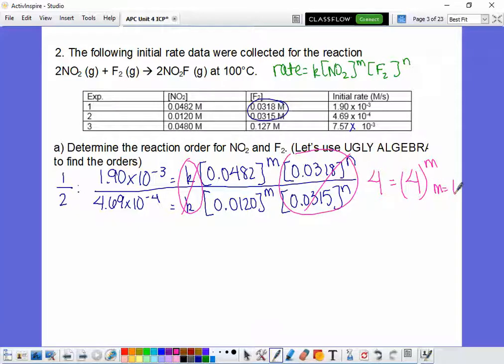But I'm not done answering the question because it asks what are the reaction orders for NO2 and F2. Saying m equals 1 isn't actually answering it. You have to write first order with respect to NO2, or NO2 is first order, something along those lines. You have to basically show me that you know that when m equals 1, that means it's first order. Okay, so NO2 is first order.